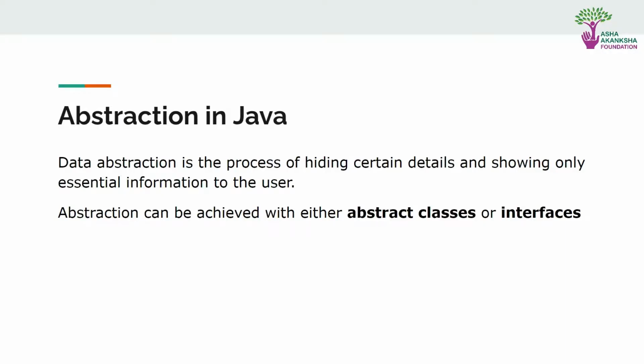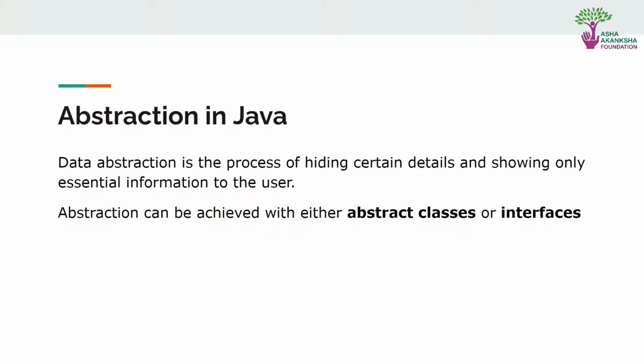So abstraction in Java. First of all, what is abstraction? Abstraction is the process of hiding certain details and showing only the essential information to the user. Basically, we are hiding the inner workings of how a thing is working and just showing the user the result. For example, if you want to drive a car, then you don't particularly know the specific things that happen while driving a car.